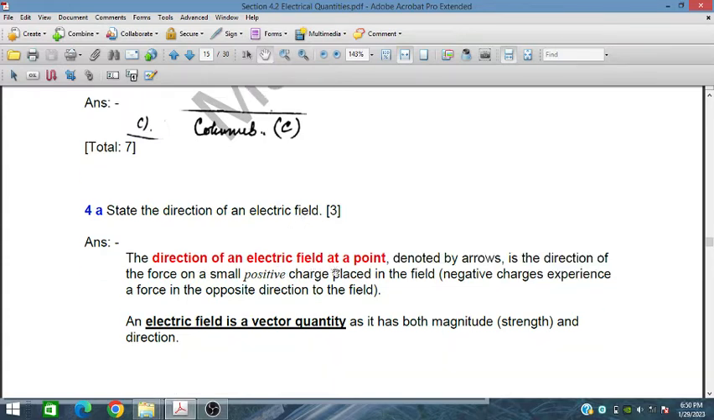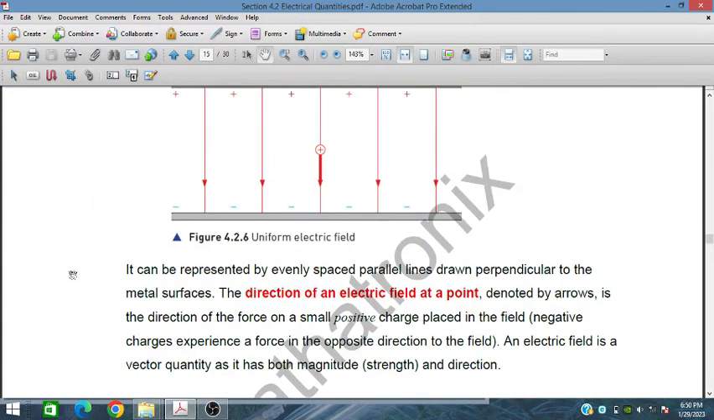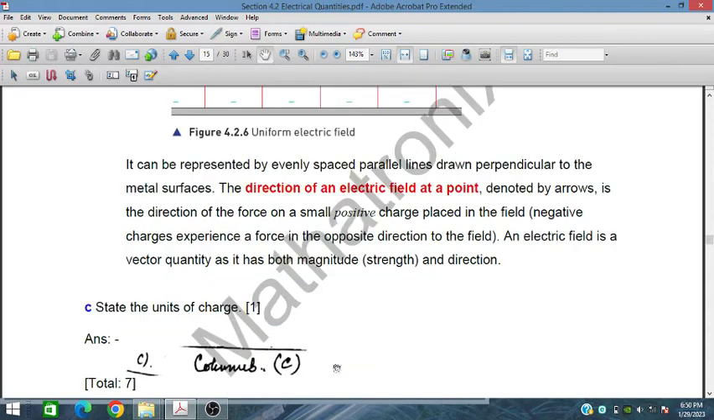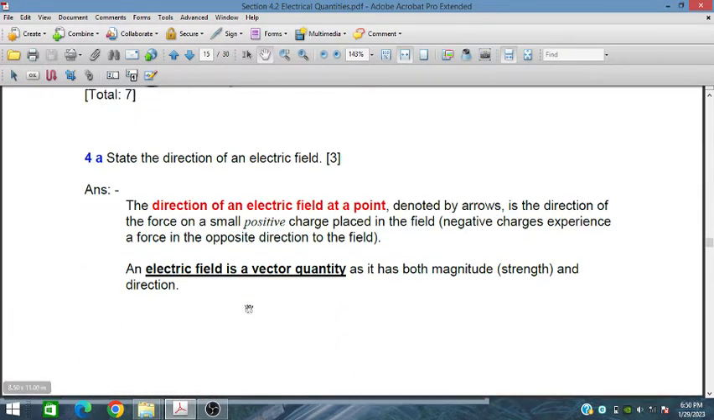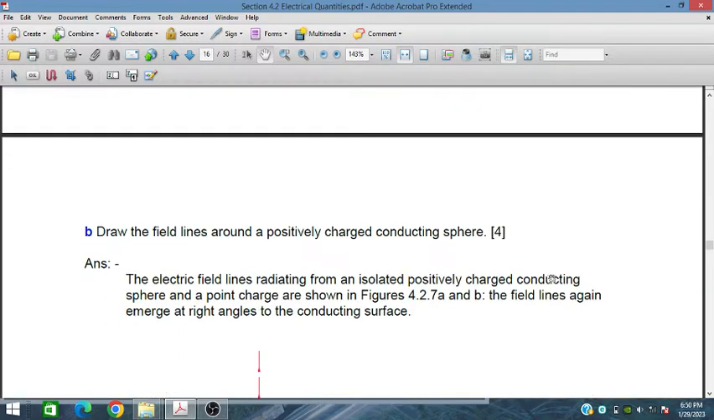So, state the direction of the electric field. The direction of the electric field at a point is denoted by an arrow in the direction of the force on a small positive charge placed in the field. Negative charges experience a force in the opposite direction to the field, as shown in this figure. Electric field is a vector quantity. It has both magnitude and direction.